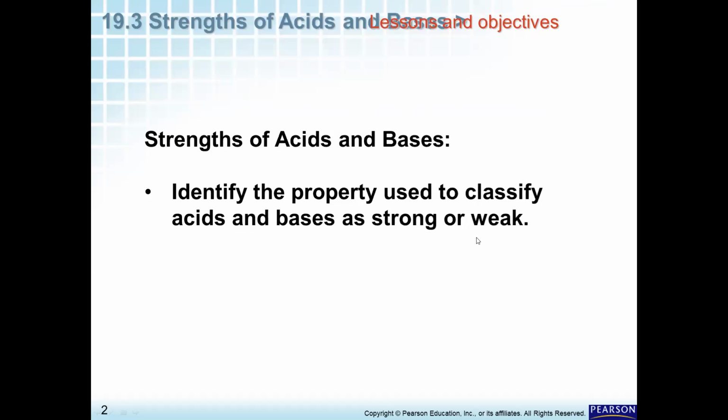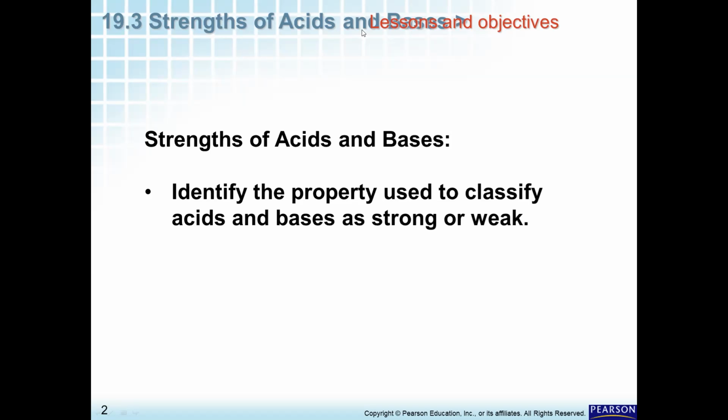How can we decide what factors, or properties, are going to be used in order to classify the acids and bases as strong or weak? If we want to classify students as being good students and weak students, or strong and weak students, usually we look at their grades. So that is the property that we usually use to decide about their strength.